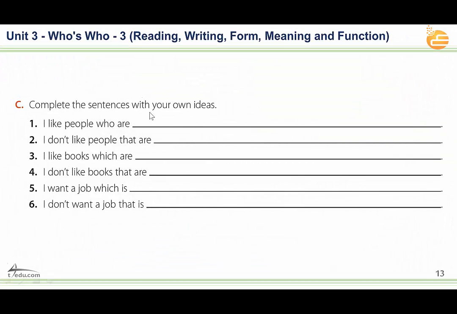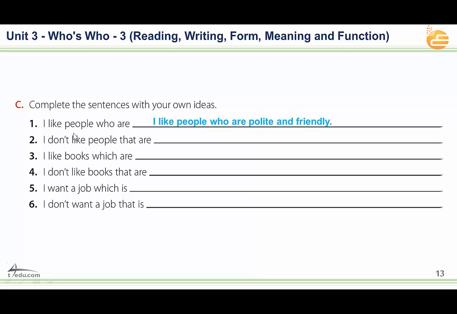Next, complete the sentences with your own ideas. I like people who are. So what do you think? You like people who are what? Helping each other, for example? Or you can say, I like people who are polite and friendly. Polite and friendly. It's a beautiful thing.